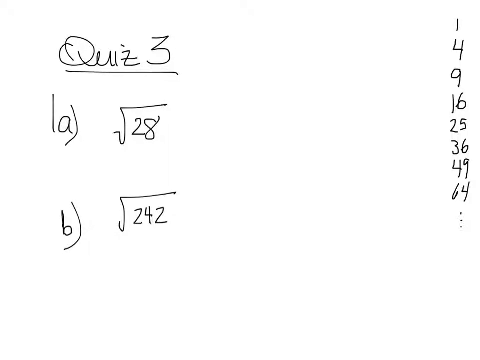Here, quiz 3 problems worked out. Remember that you're always looking to find one of these perfect squares to pull out of this. So you want to divide 28 by these numbers and see if you get any whole numbers as your answers.